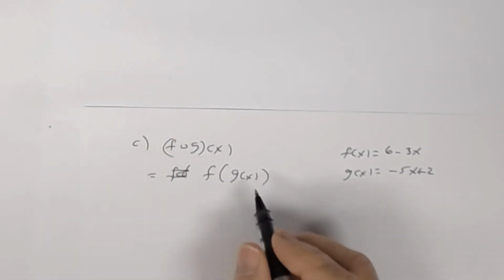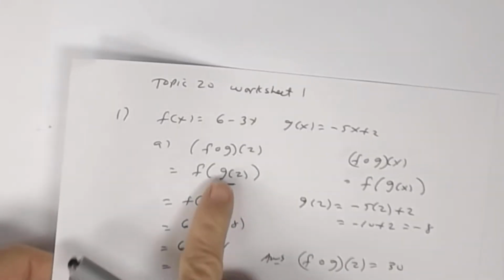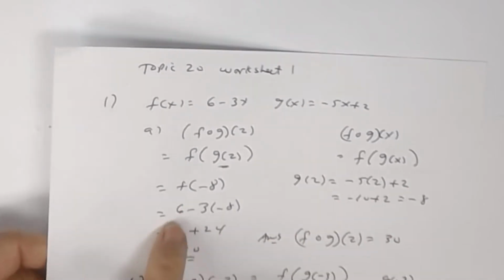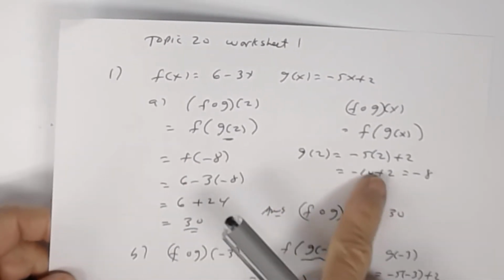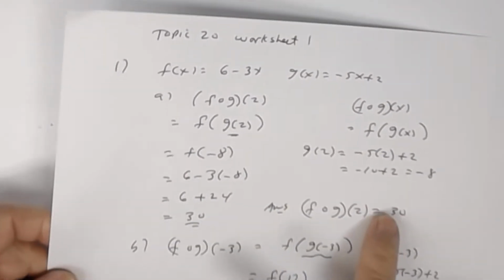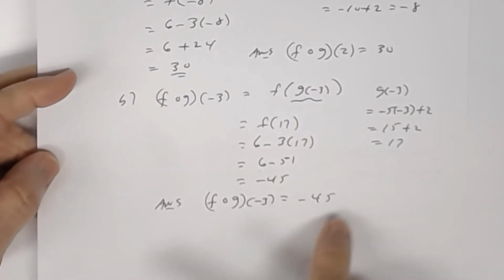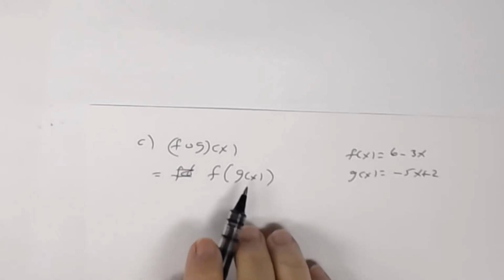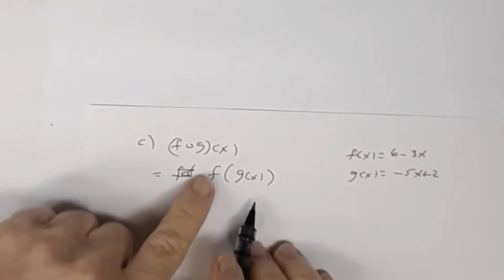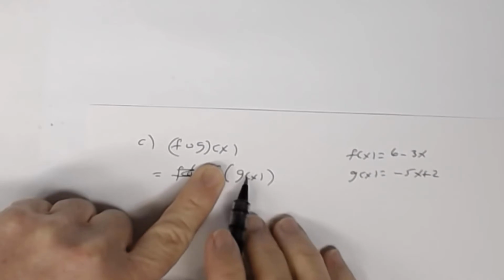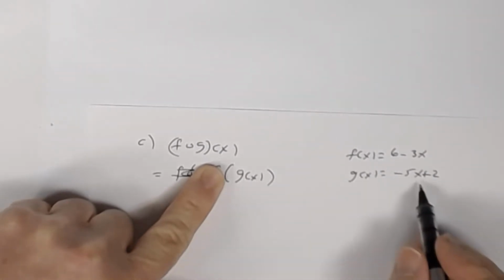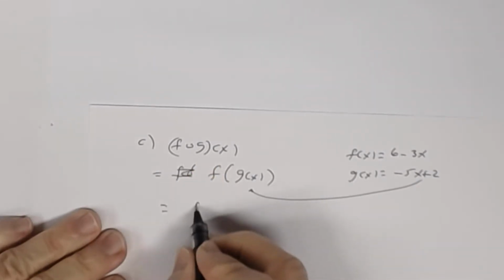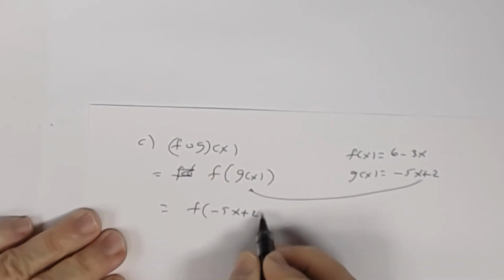Now remember, in the previous ones, you were evaluating at a particular number. When I evaluate a number, I get numbers. You notice that my answer there was a real number. Here, though, I'm not evaluating at a number. I'm evaluating at the variable x. So keep that in mind. g of x is this, so in place of g of x, I'm going to substitute negative 5x plus 2. So this becomes f of negative 5x plus 2.